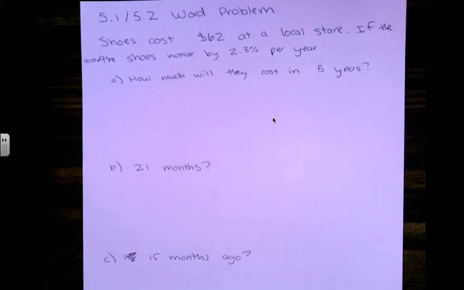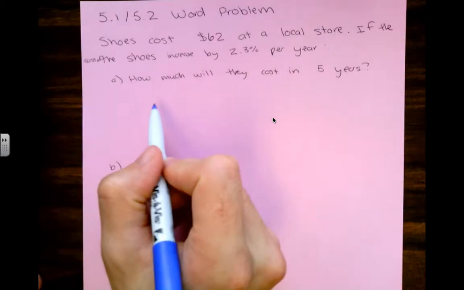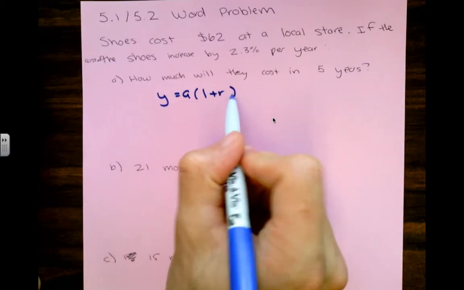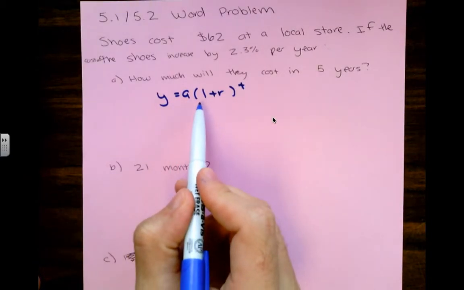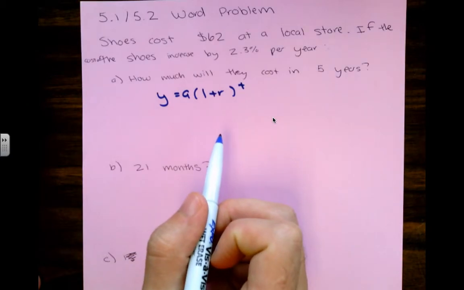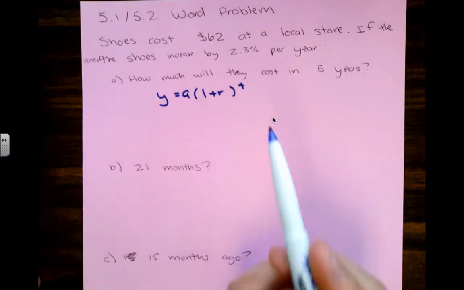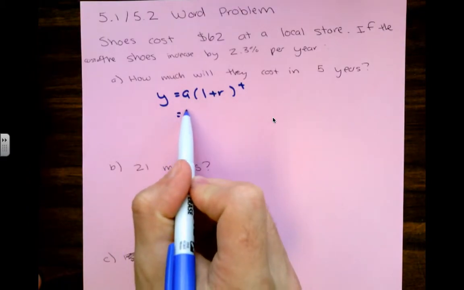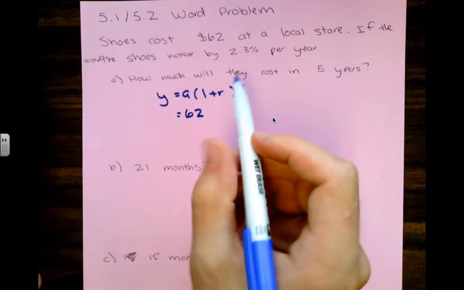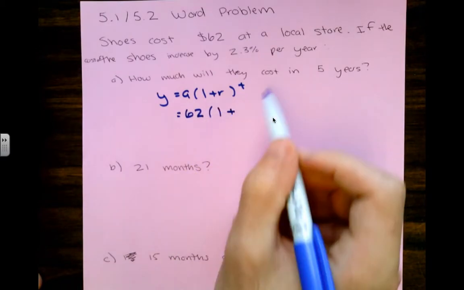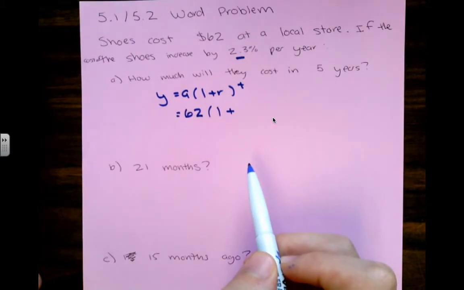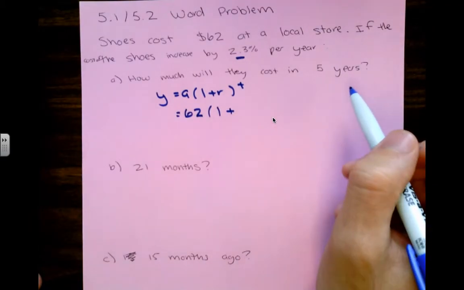All of these represent exponential growth, so we're going to use the same formula for all three. It's our growth formula, which is y equals a times 1 plus r to the t-th power. It's not going to change throughout. A is always going to be our initial value, which in this case is 62. Our rate is 2.3%, but we don't put that in as a percent here. We put that in as a decimal.